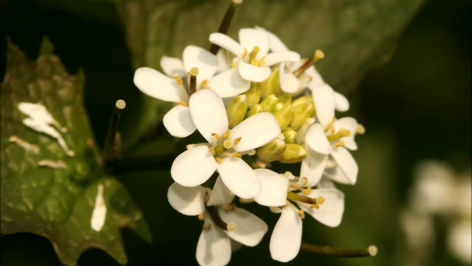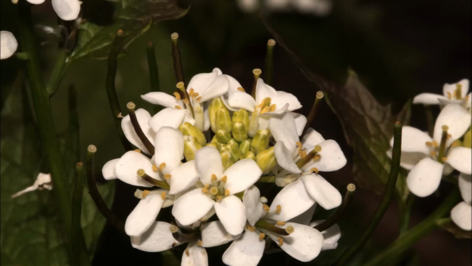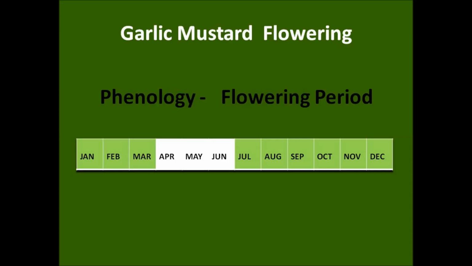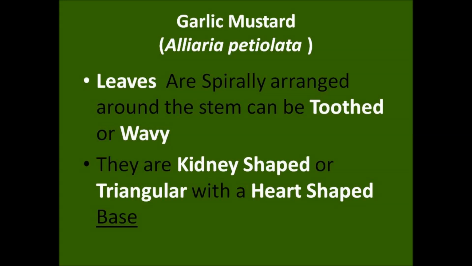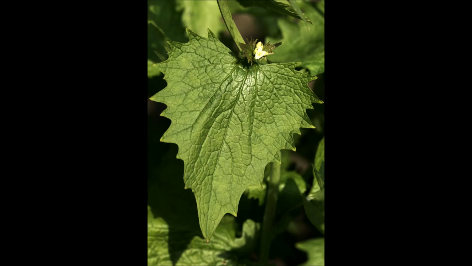Towards the end of the flowering season, long pods of seeds develop, known as siliques, and these can contain many seeds for distribution. The flowering period, or phenology, of this plant is between April and June. Let us now consider the leaves of garlic mustard, which are spirally arranged around the stem and can be toothed or wavy. They are generally kidney-shaped or triangular with a heart-shaped base. In early spring, the leaves could potentially be confused with the garden escapee known as honesty.